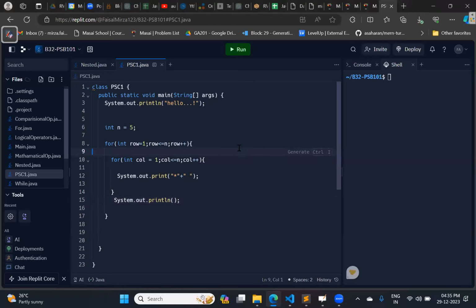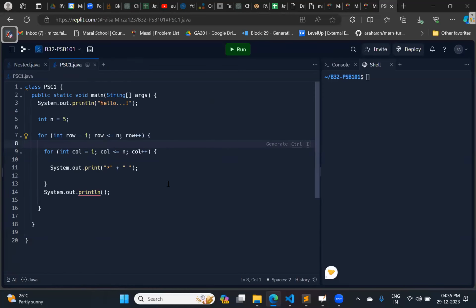Tell me the output. What will be the output for this? First of all, tell me what I am doing exactly over here. How many rows will be there? 5. So 1, 2, 3, 4, 5. How many columns will be there? 5. 1, 2, 3, 4, and 5. So 5 rows and 5 columns, right?